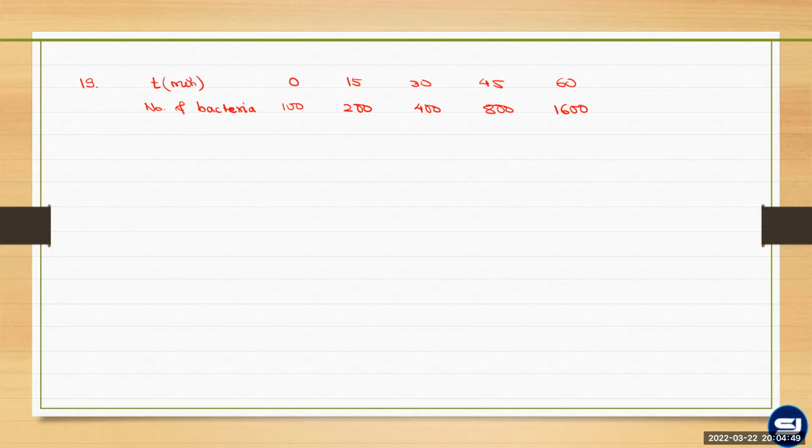So as per the comprehension, the first question: this multiplication of bacteria follows what order? First order. And how do you verify this? Double over every 15 minutes, the values are getting doubled. So what does this indicate?